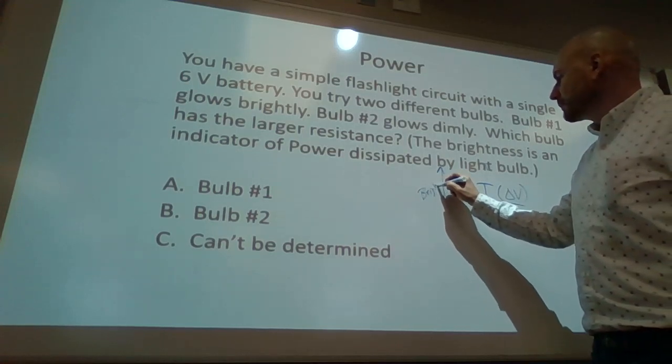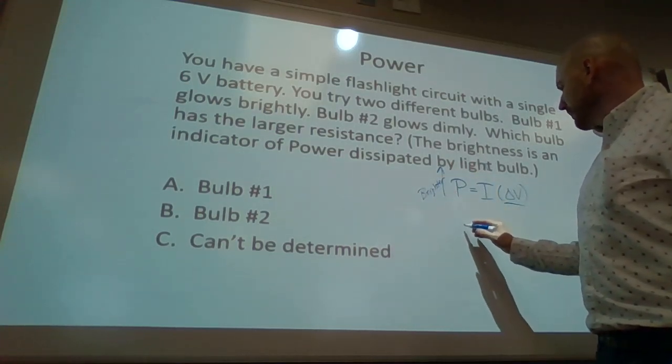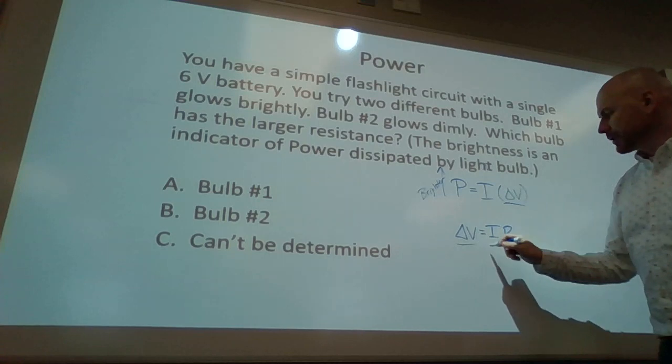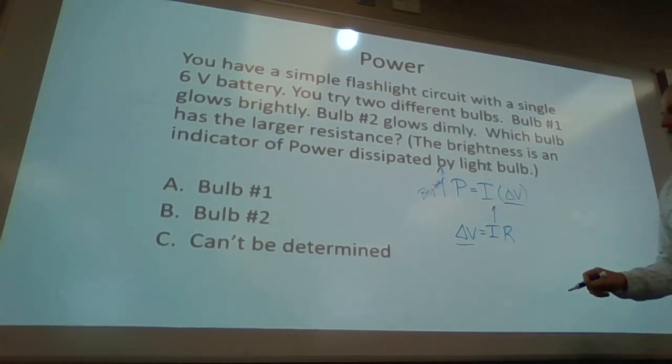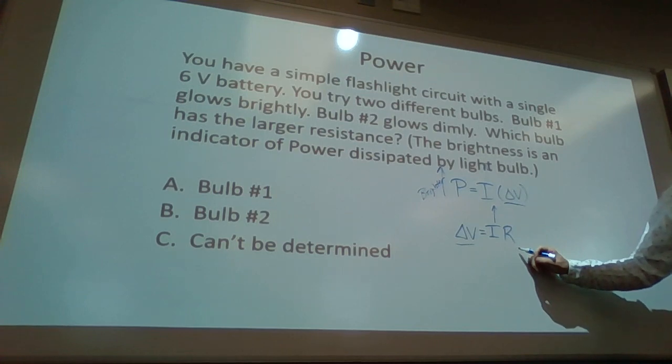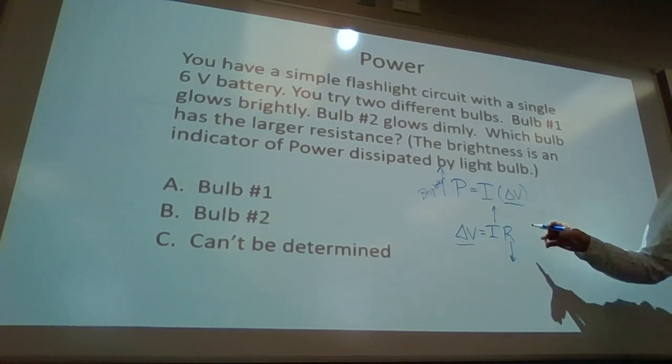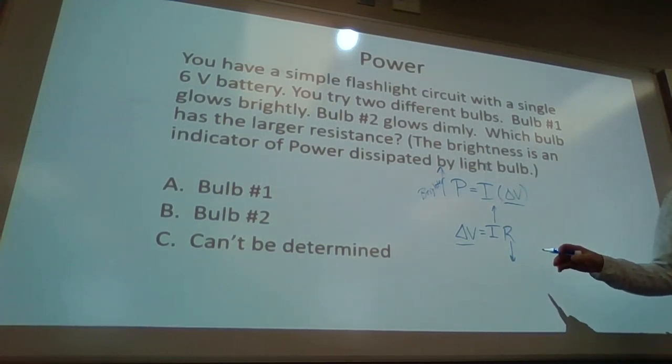So the brighter, power is increasing. Voltage is staying the same. As current goes up, what has to happen to resistance? It has to go down. So the brighter one has the lesser resistance. We're asked to find which one has the larger resistance, so therefore, it's the dimmer one. B, bulb 2, is the right answer. Good with that?